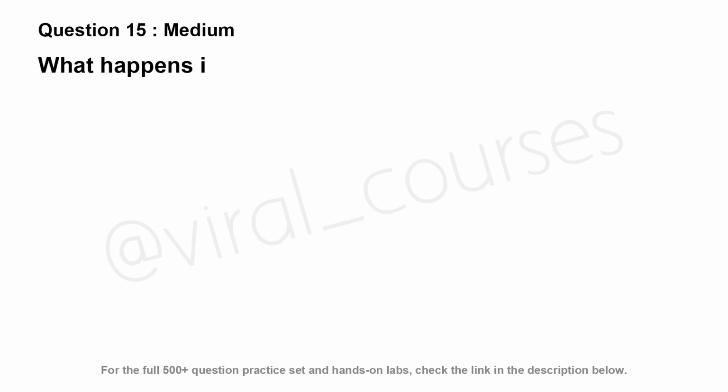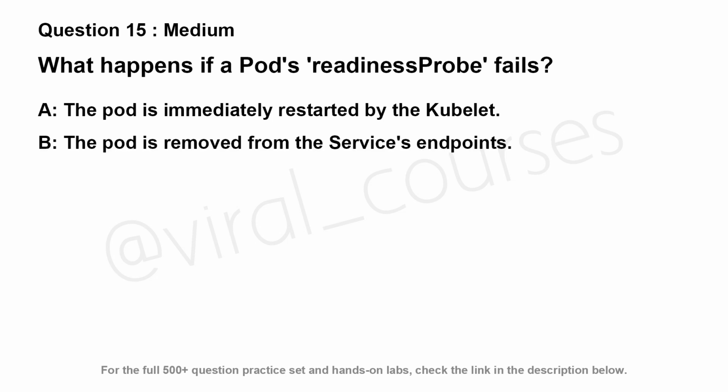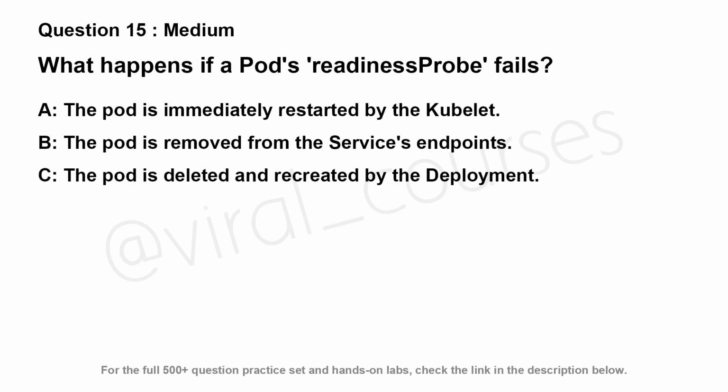What happens if a pod's readiness probe fails? Option A. The pod is immediately restarted by the kubelet. Option B. The pod is removed from the service's endpoints. Option C. The pod is deleted and recreated by the deployment. Option D. The node is marked as not ready.